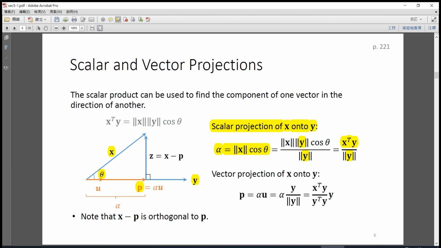Next, we define the vector projection of x onto y, which is P. P equals alpha times u, and u is the unit vector along the y direction. So u is y divided by the 2 norm of y. And we substitute alpha with x transpose y divided by the 2 norm of y, and know that the square of the 2 norm of y equals y transpose y. Hence, P equals x transpose y divided by y transpose y times y.